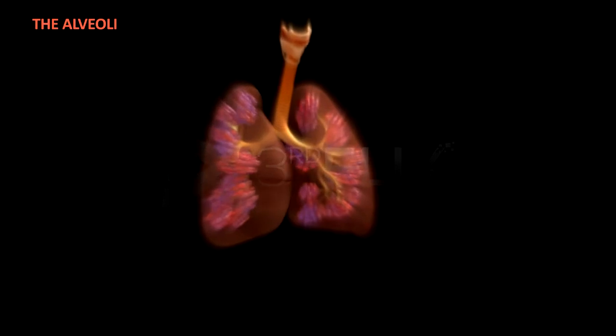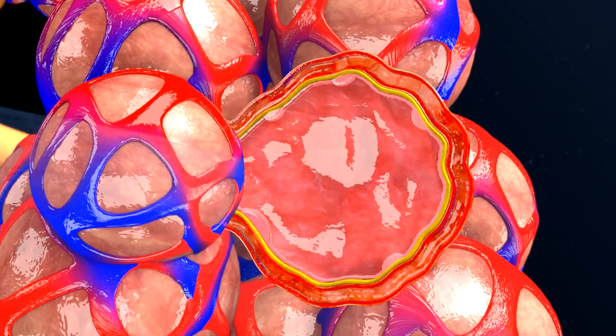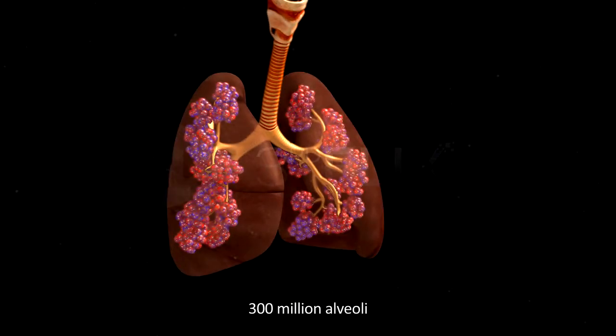The alveoli. The alveolus is the structural and functional unit of the lung and the basic unit of gaseous exchange. Approximately 300 million alveoli are present in both the lungs, with a total surface area of 70 to 100 square meters.